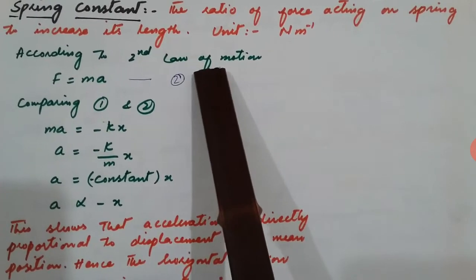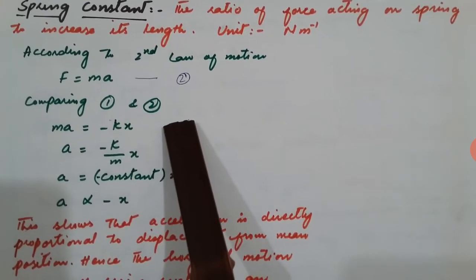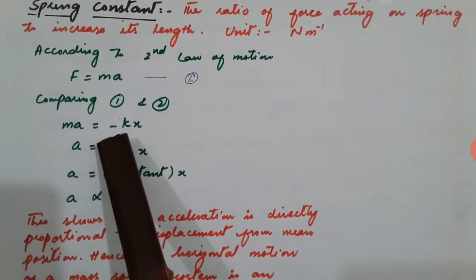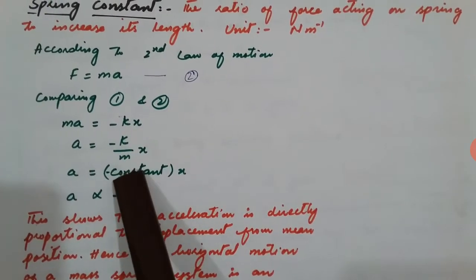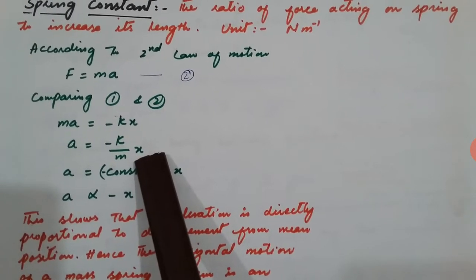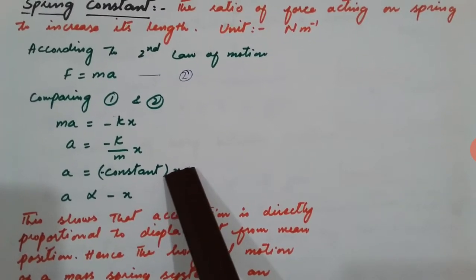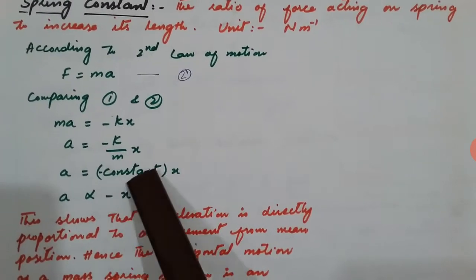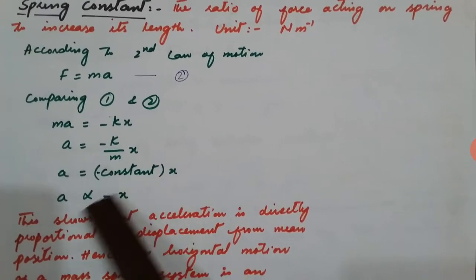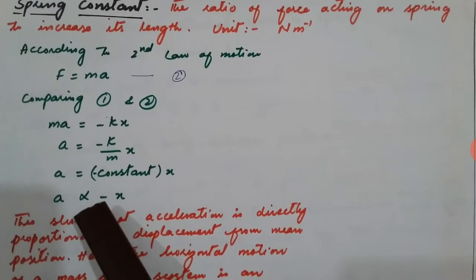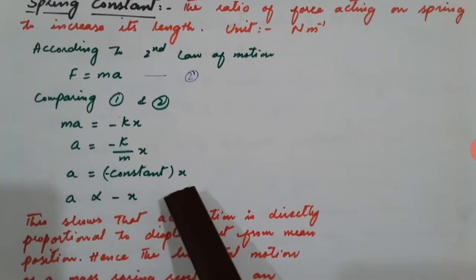According to the second law of motion, F is equal to ma. By comparing equations 1 and 2, ma is equal to minus kx, so a is equal to minus k over m times x. So a is equal to minus constant times x, because the k over m term is constant. Here k is constant and m is also constant. So we can write here that a is directly proportional to minus x.